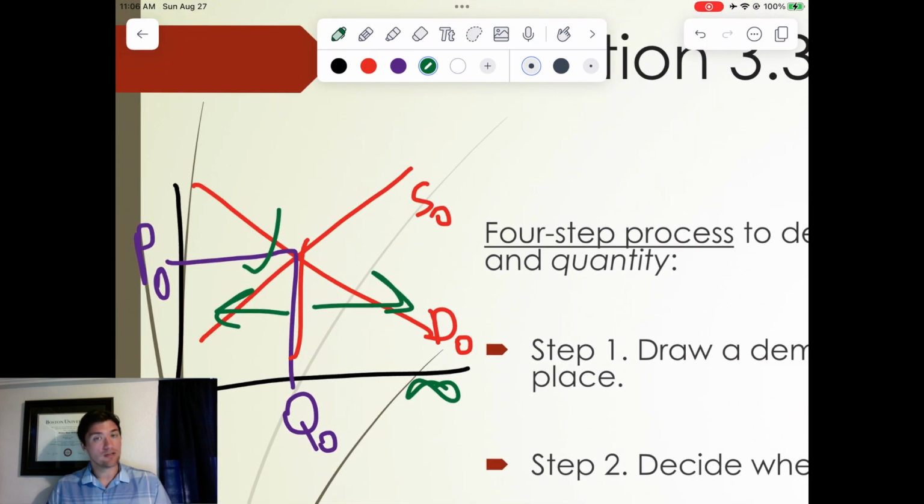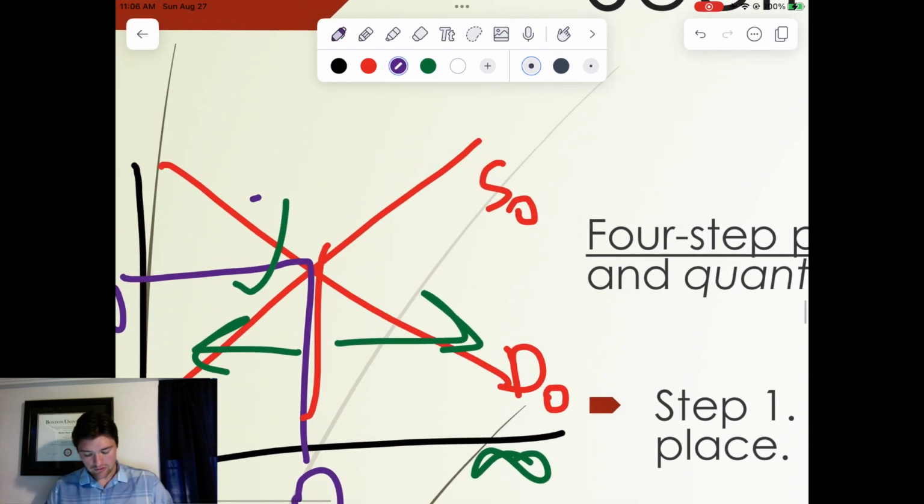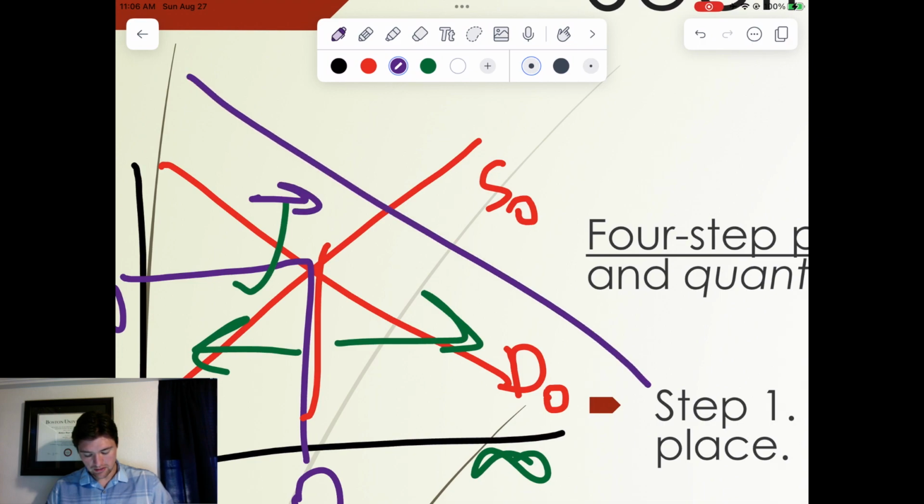So let's say it's more income for what kind of good? Normal good. And what would happen then? If it's a normal good, income goes up, what happens to demand? What would I normally do? If I had more money, I would buy more stuff. So therefore, I'm going to shift my demand to the right. So this will be D1.